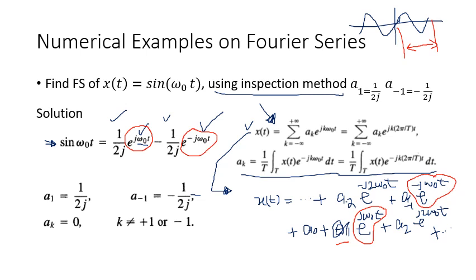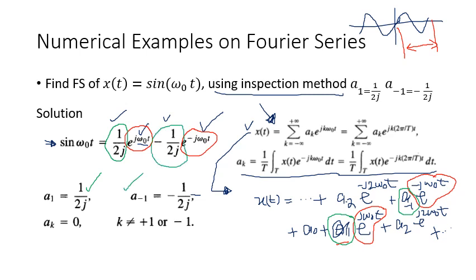Okay, let me use this one. No, it's fine. Okay, so this is e power j omega naught t. So here e power j omega naught t, so that means this coefficient corresponds to this one, so that means a1 equals, which I have written here, 1 by 2j. Similarly, if you compare e power minus j omega naught t, so that means a of -1 will be basically equal to -1 over 2j, right?